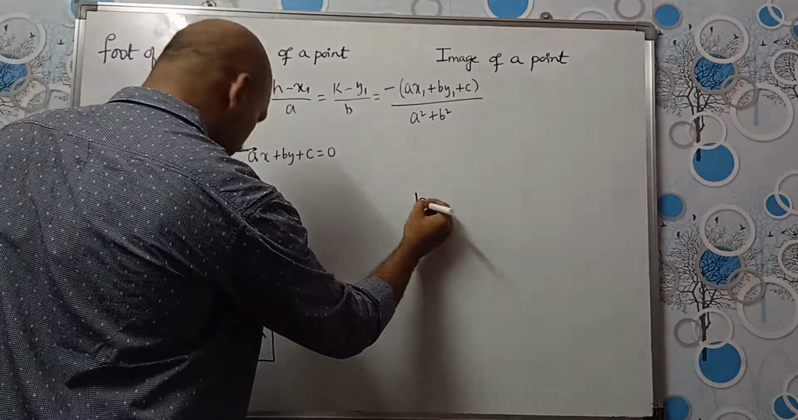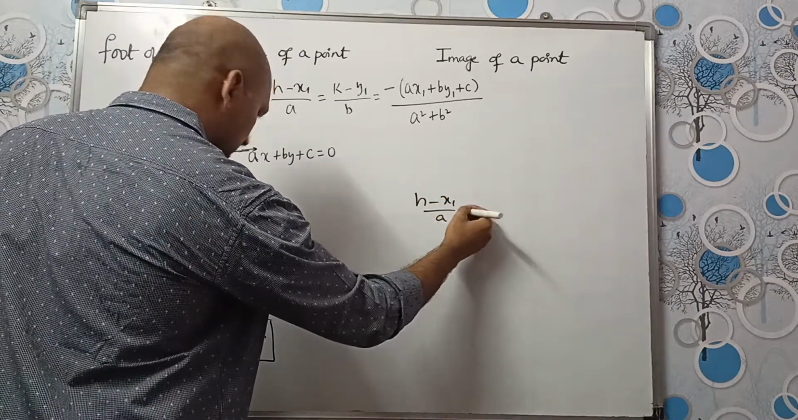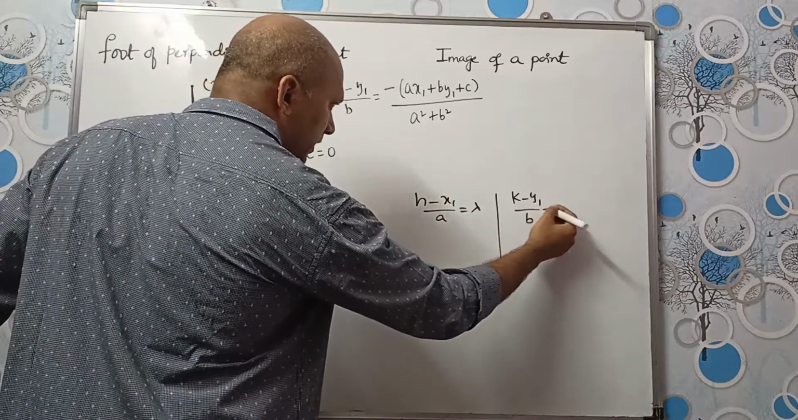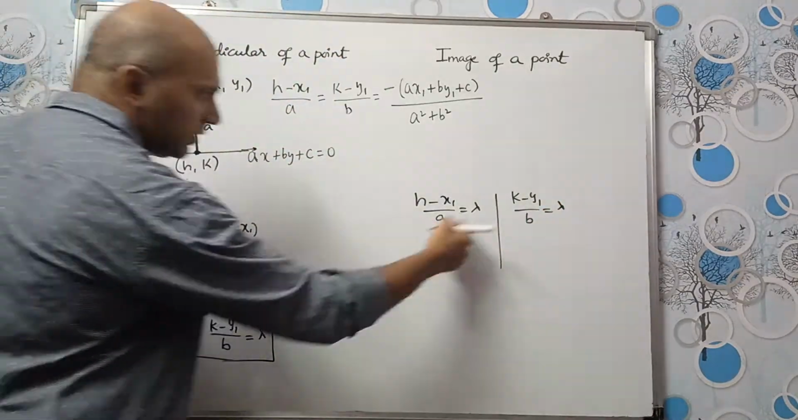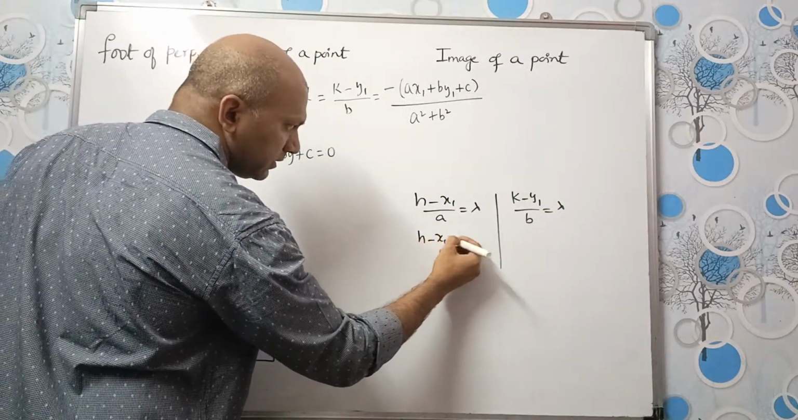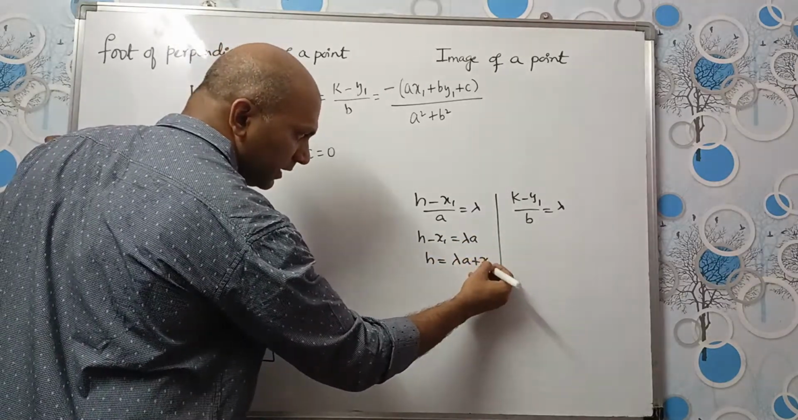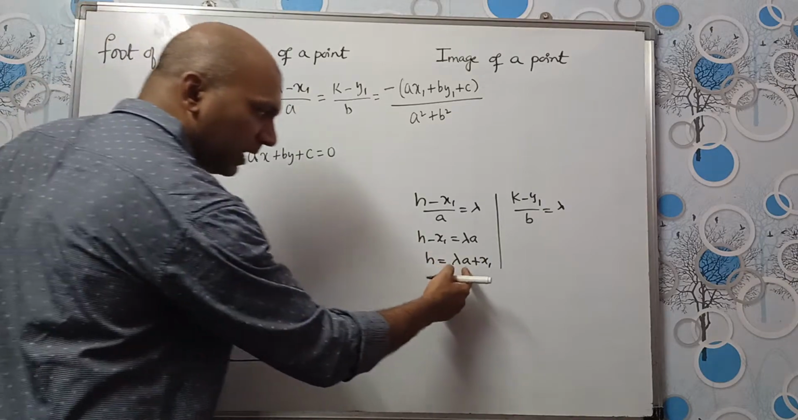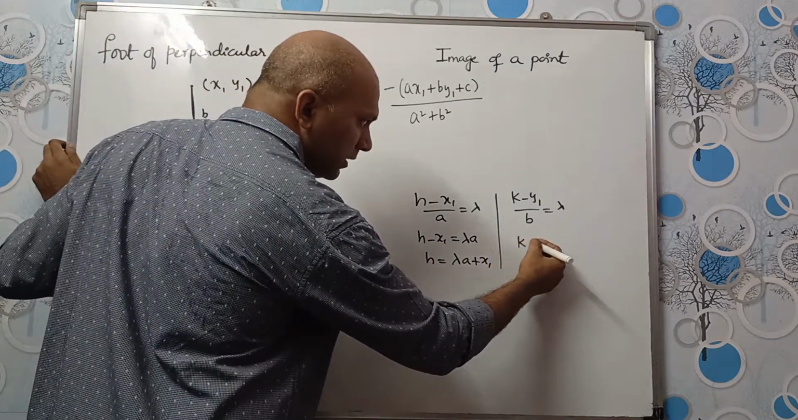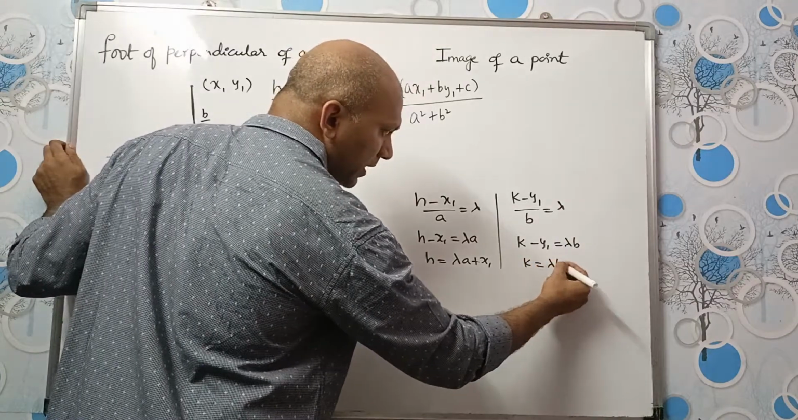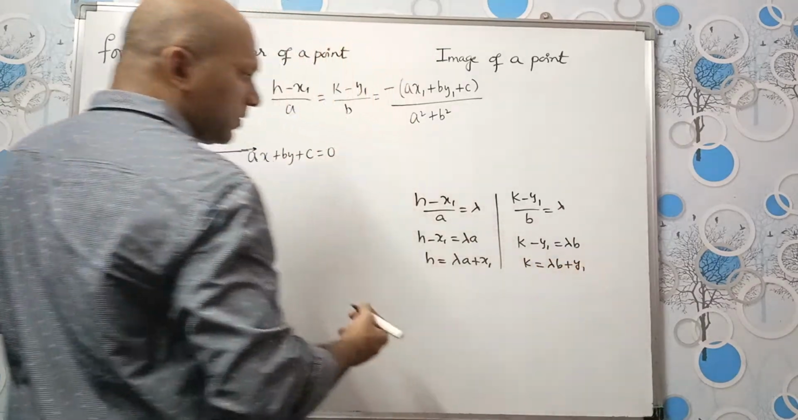h minus x1 by a is equal to lambda, and k minus y1 by b is equal to lambda. So a goes on the other side, lambda a, and x1 goes on the other side. It will be this, right? h is equal to lambda a plus x1. Here k minus y1 is equal to lambda b, k is equal to lambda b plus y1.